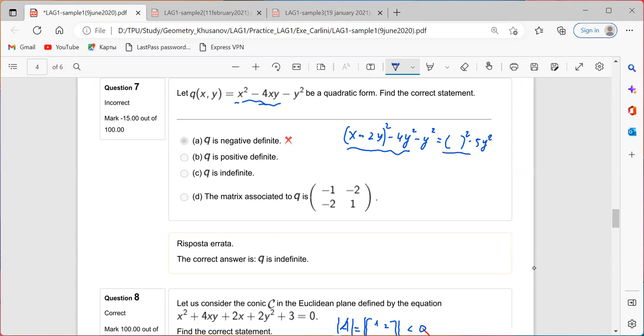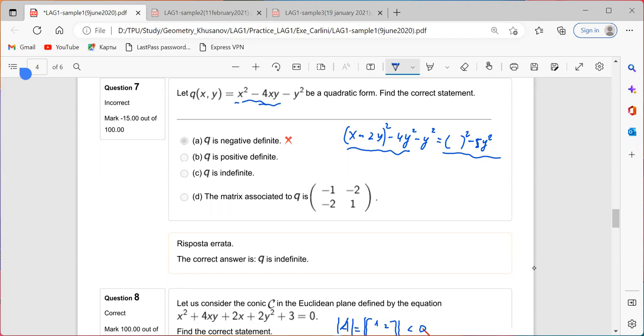What can we say about this quadratic form? Minus. What does it mean that Q is negative definite? Negative definite means that for any x, y, this expression will be negative. So now you see it's not.